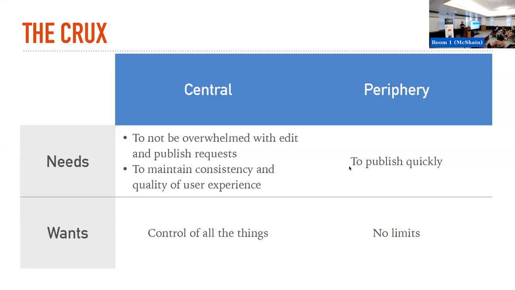On the periphery, they mostly want to publish quickly, right? The department chair asked me to do this, and I want to get in there. And then there's the wants, where on the central side, yes, we want to control all the things. It would really be best if you would let us do that, but we can't do that. And of course, the periphery also would love to have no limits. Please just let me do what I want. I know what I'm doing. So that is the central problem, I think, that we need to solve through governance.